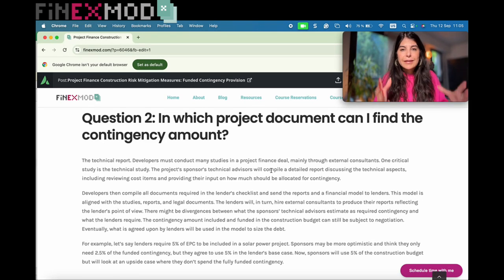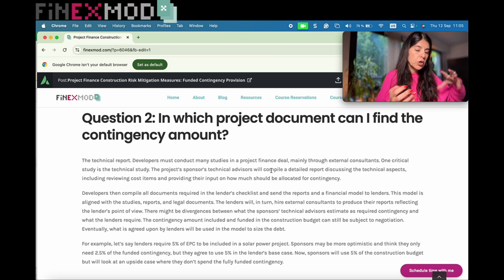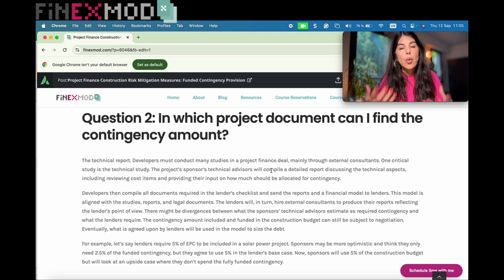Then what happens is that the lenders, once they receive the project proposal, are also going to hire their own consultants, and one of these consultants is the technical advisor for the lenders. This technical advisor is going to review the report from the sponsor advisor and all the project documents, and come up with their own estimates. And for the contingency, the sponsor and the lenders might not necessarily be in line.